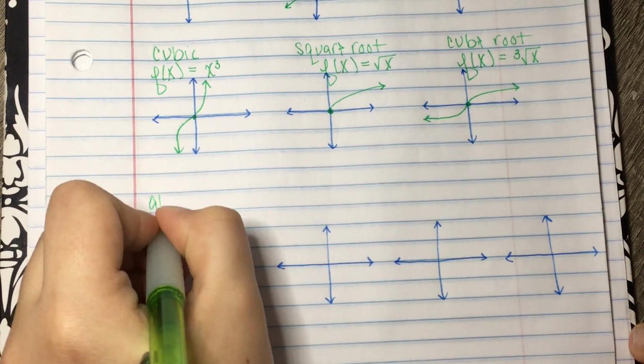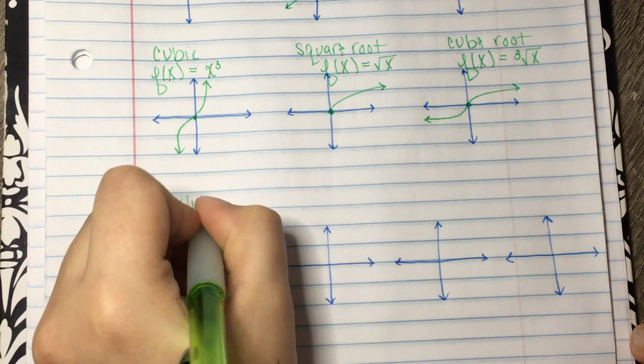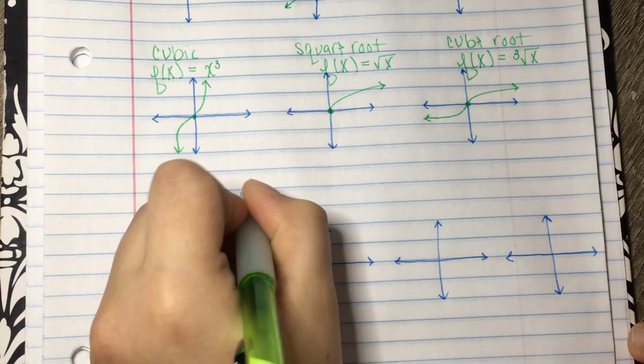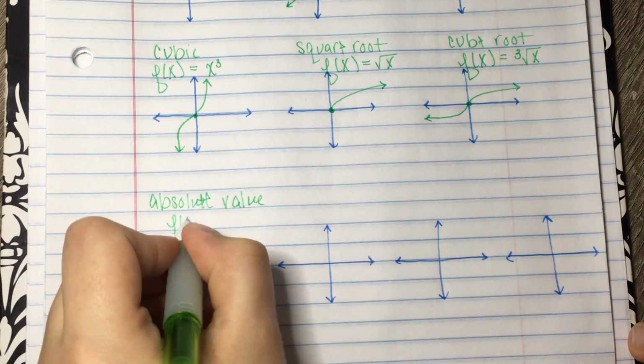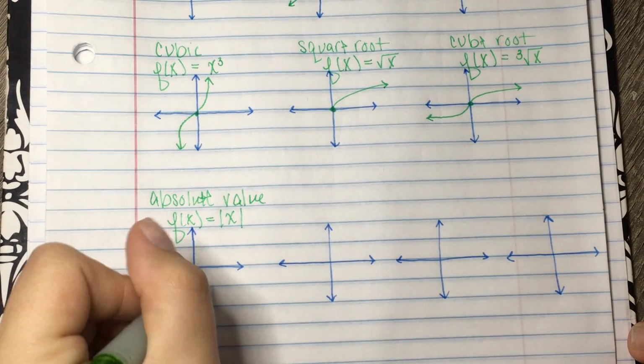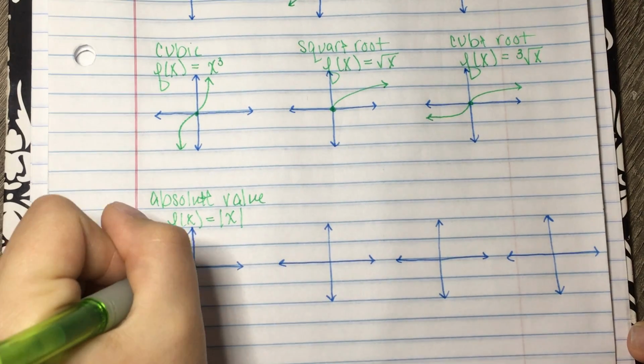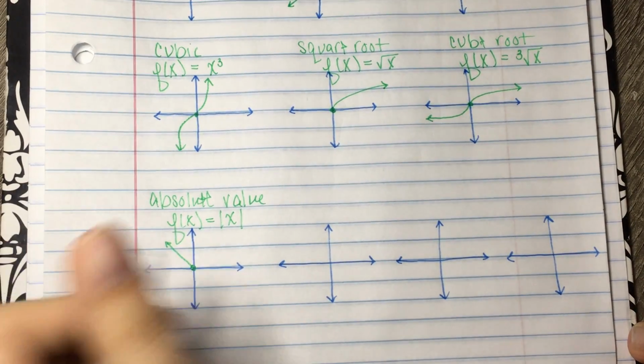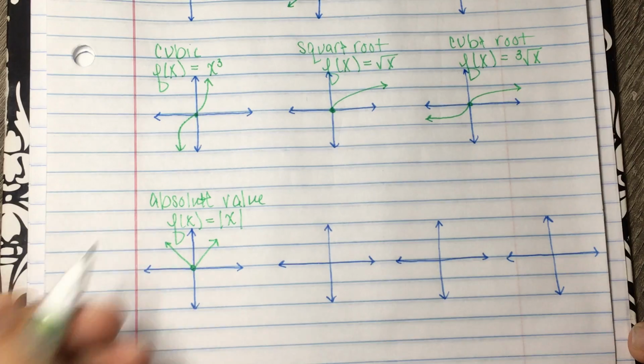Now we're going to take a look at our absolute value function. That is f of x is equal to the absolute value of x. Keeping in mind, absolute value is the distance away from 0. And then here we are, we have that pointy V shape, pointy V.